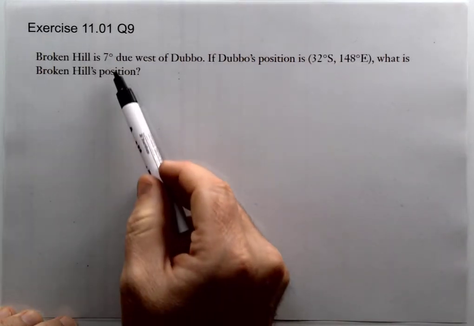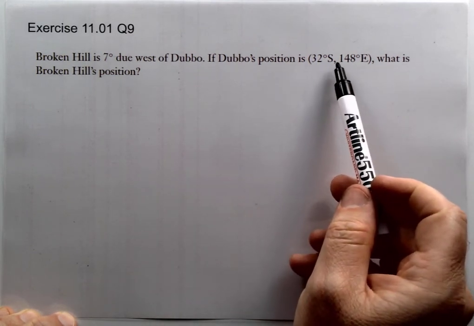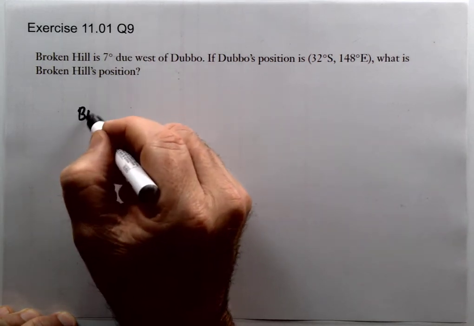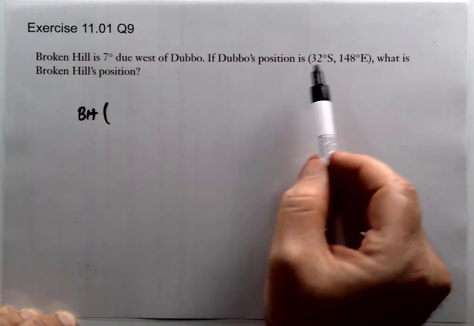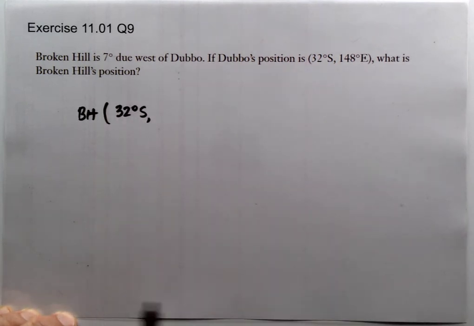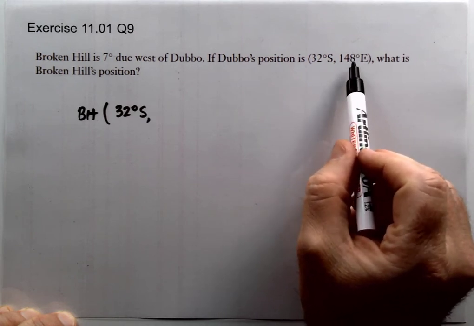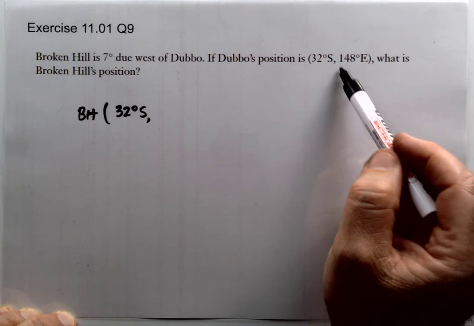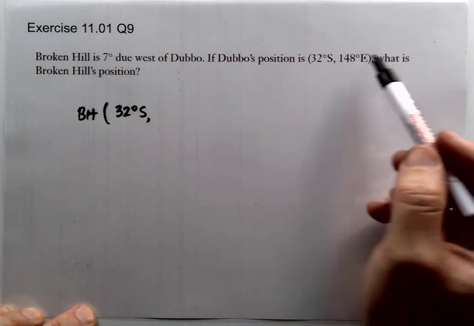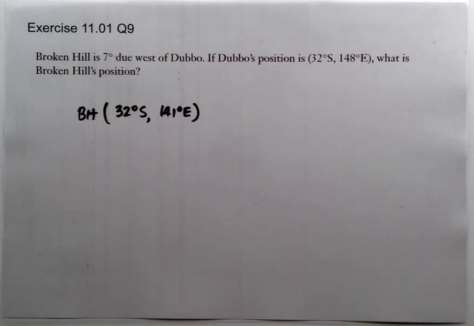Okay, Broken Hill is 7 degrees due west of Dubbo. If Dubbo's position is 32 degrees south, 148 degrees east, what is Broken Hill's position? Because it's due west, there's no difference in latitude. Basically what we're doing here is we're starting at 148 degrees. We're wanting to go 7 degrees to the west, so you can think about that as minus 7 degrees east if you like. So we need to subtract 7 degrees from that to get 141 degrees east.